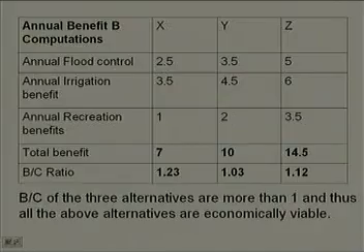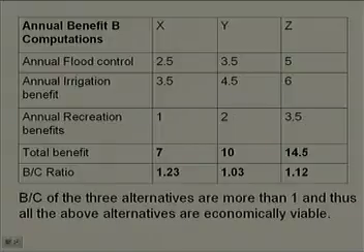Now, I will calculate the benefit. If you remember the B by C ratio definition, it was saying benefit to the public divided by cost to the government. So, now we are interested in calculating the benefit to the public. So, public is getting benefit in terms of flood control, in terms of irrigation and in terms of recreation. So, corresponding to all these things, you are given the values in your problem.